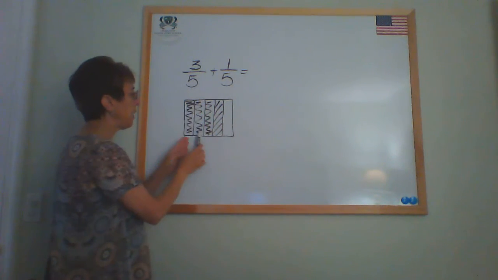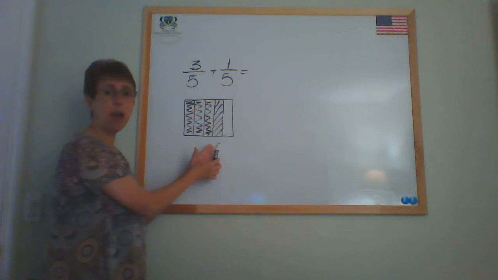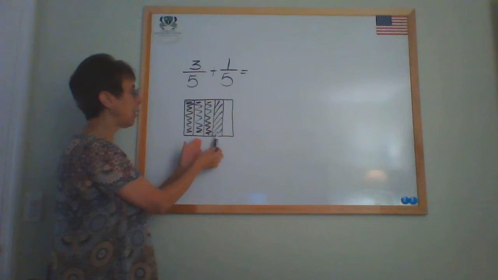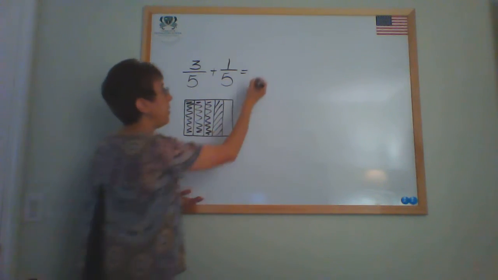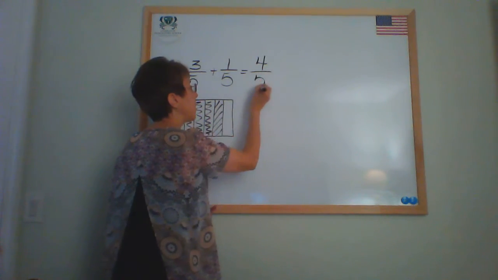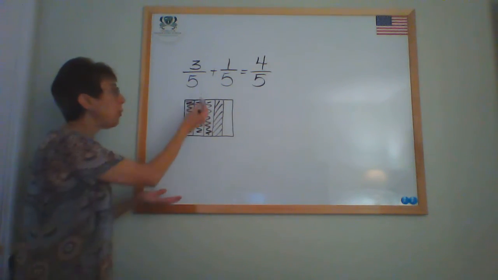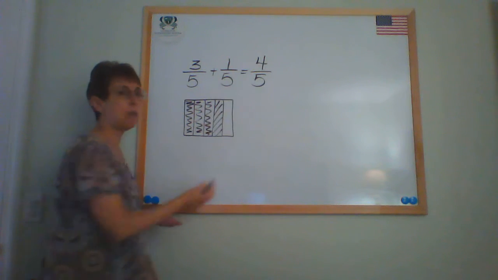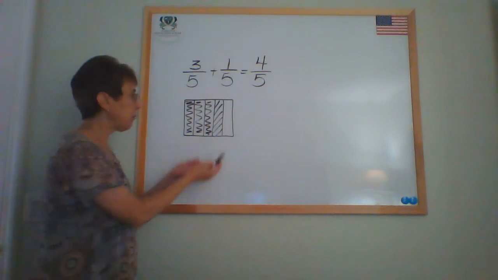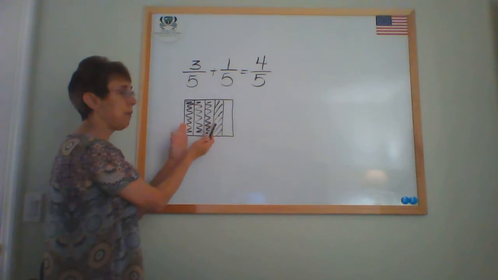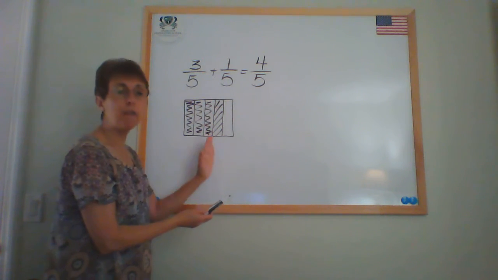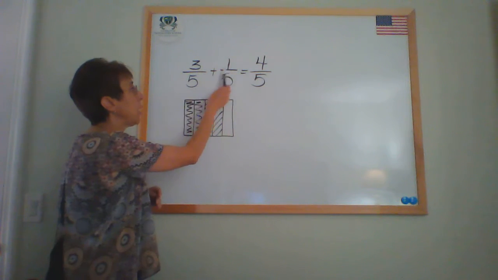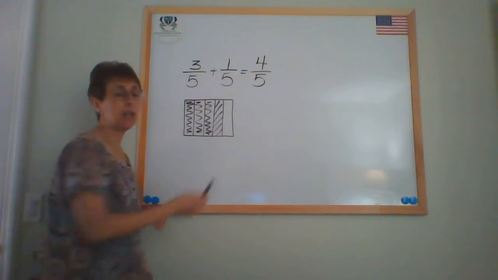So we have 3/5 shaded in, plus we've added another fifth. What do you have a total of? 1, 2, 3, 4. You have a total of 4/5. 4 out of the 5 parts are now shaded. When you're adding or subtracting fractions with like denominators, the denominator stays the same, and you can see why. We had 3/5, we added another fifth. Altogether, you have 4/5. 3 plus 1 equals 4, and the fifths stay the same.